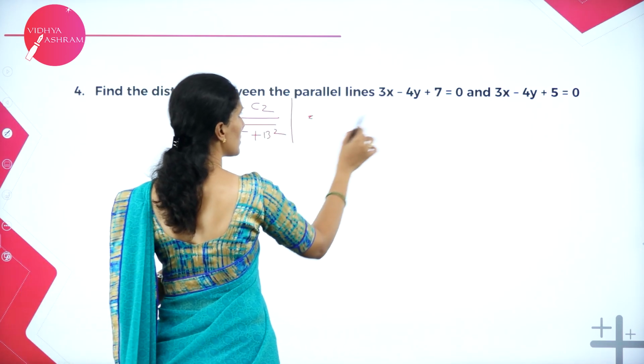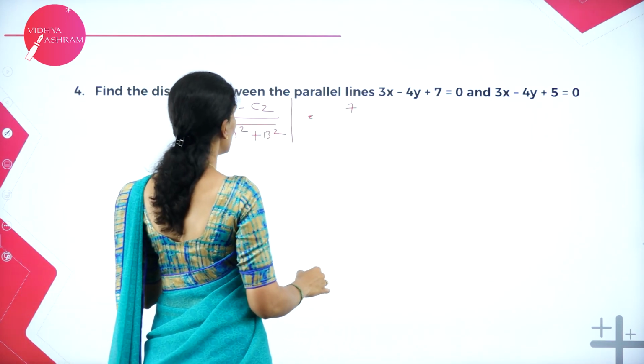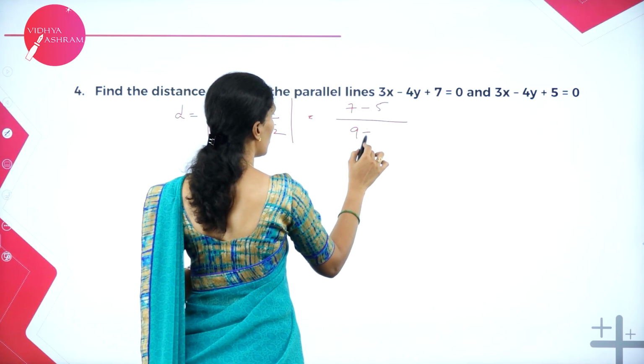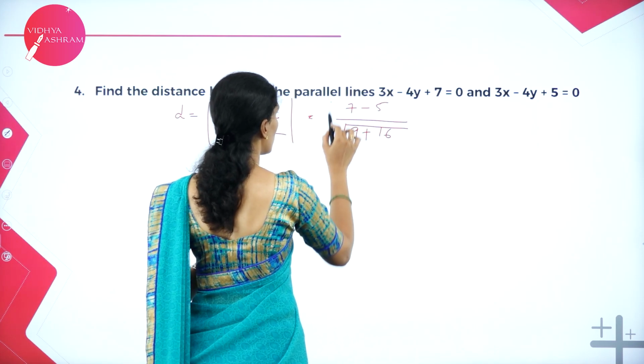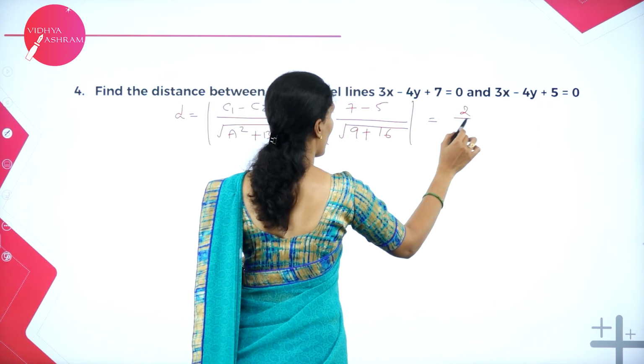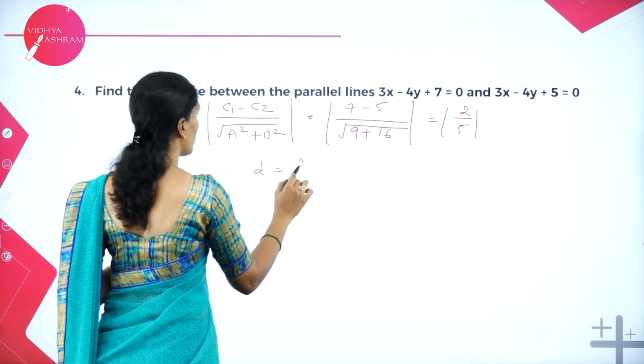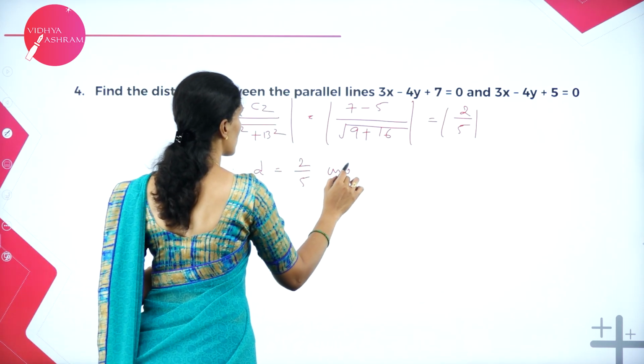Now what is the value of C1? 7. You can take C2 is 5, divided by square root of 3 square is 9, 4 square is 16. So it is modulus 2 by 5. So therefore the distance D is equal to 2 by 5 units.